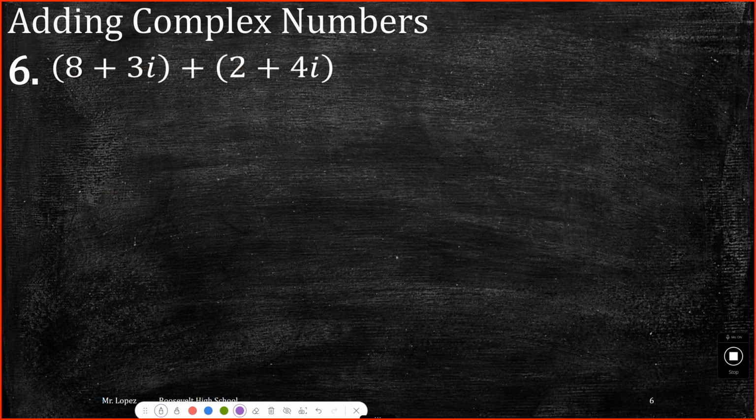Adding complex numbers. Let's go, adding complex numbers. So, real can combine with real. Imaginary combines with imaginary.